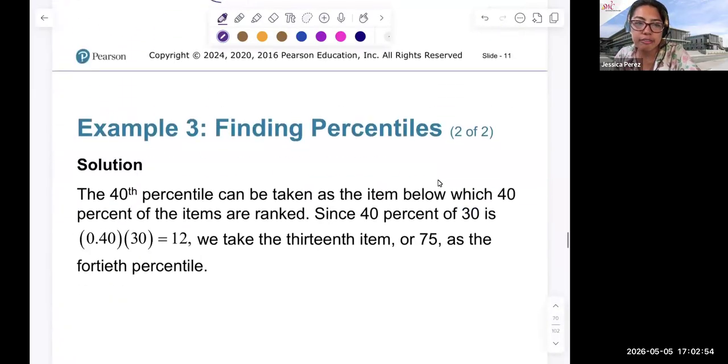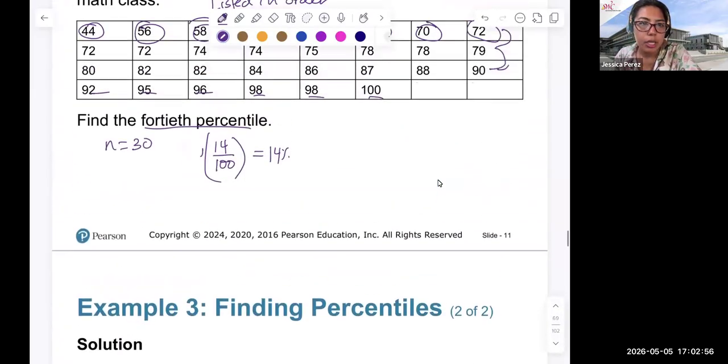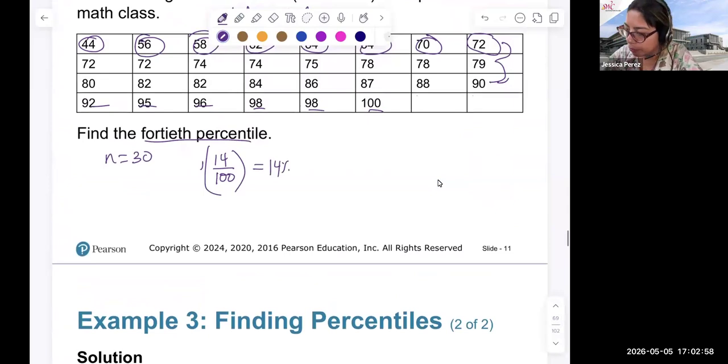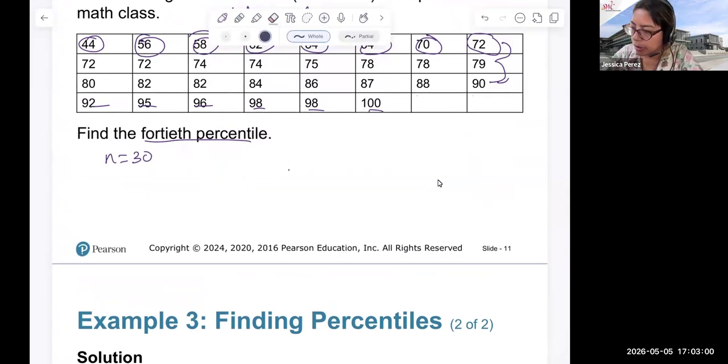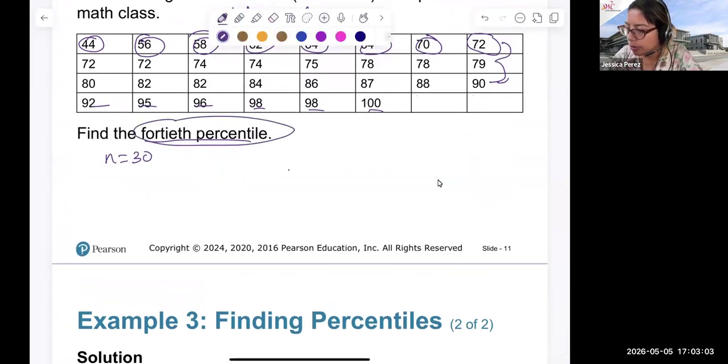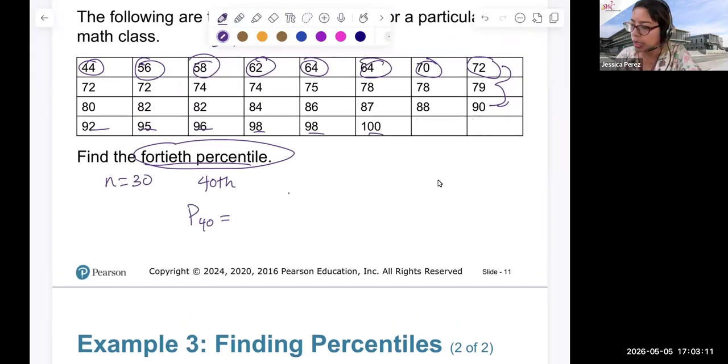That's going to be our 14%. So we're interested in finding, sorry, the 40th, not 14th. It's the 40th percentile. So we're looking for P40. We're looking for the location, which is the position at P40. So we want to say, okay, 40% of 30 is what value? And that's going to give us the location. So if we do 0.40 times 30, that's going to give us 12.